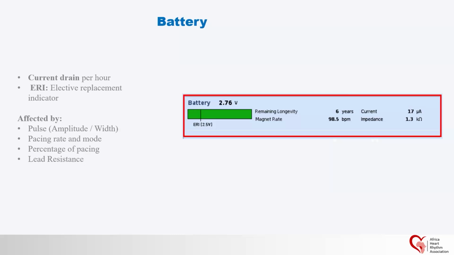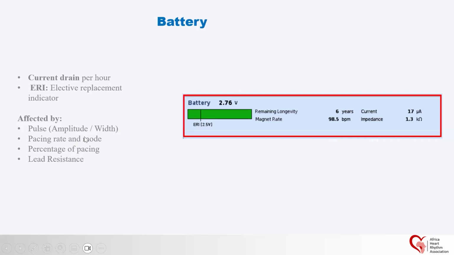That means if we pace, for example, 100%, the patient is very dependent on his pacemaker, so that will consume the energy from the battery. It's not like if we pace, for example, 50% in some patients. So those four parameters can affect the longevity of the battery.